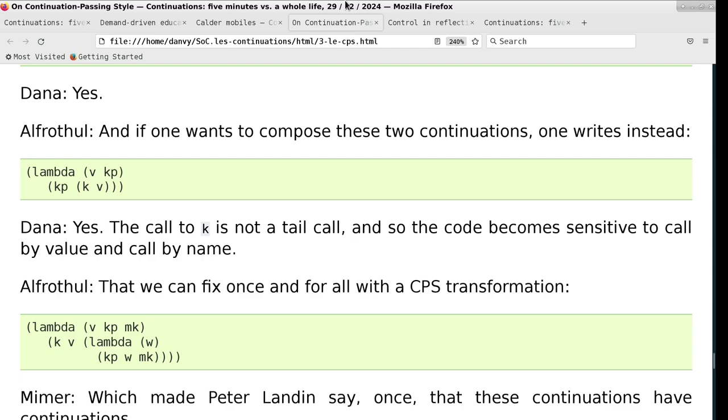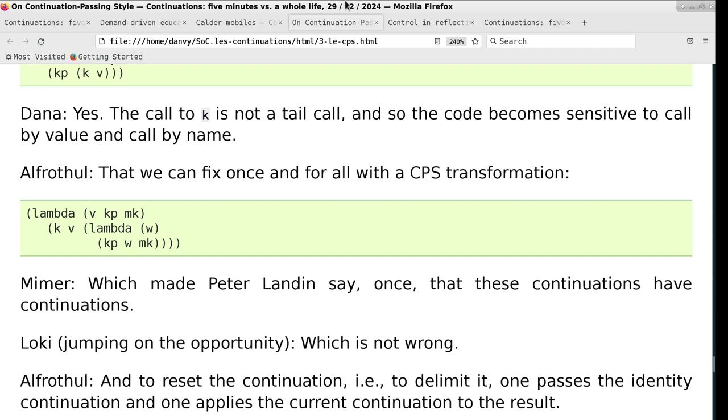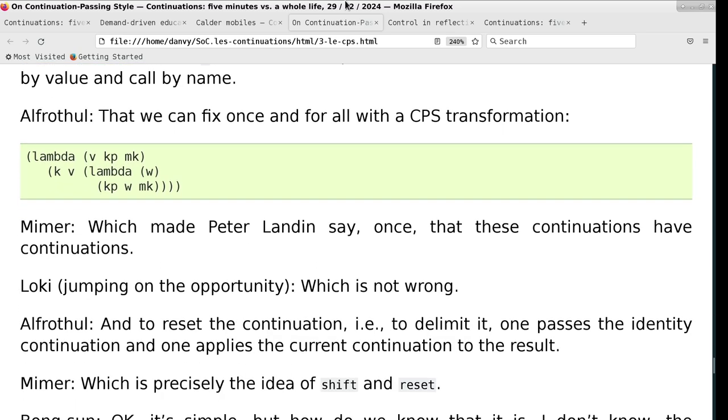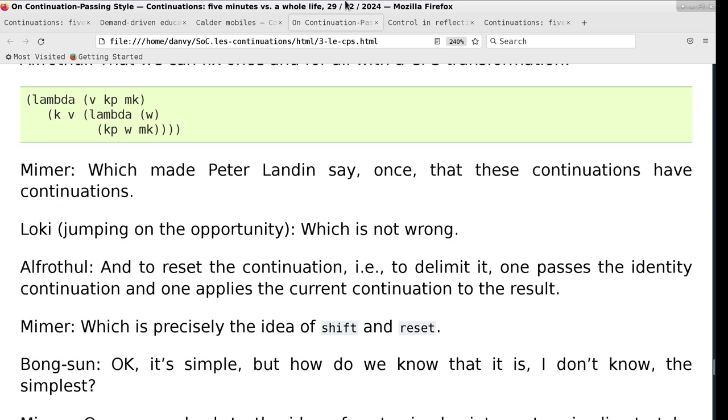So you take the previous transformation, and this one. Which made Peter Landin say once that these continuations have continuations. Which is not wrong. And to reset the continuation, that is to delimit it, one passes the identity continuation and one applies the current continuation to the result. Which is precisely the idea of shift and reset.